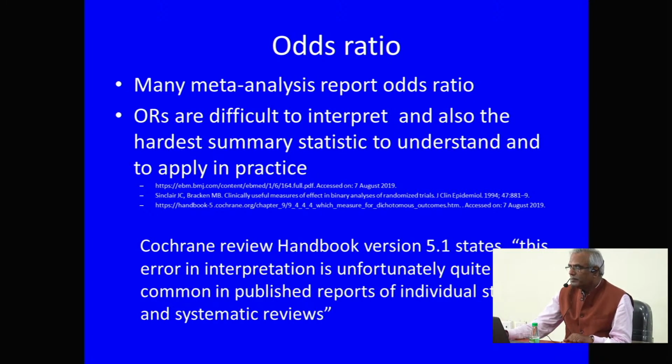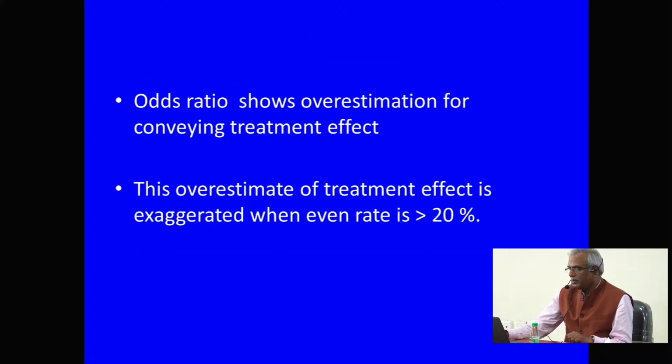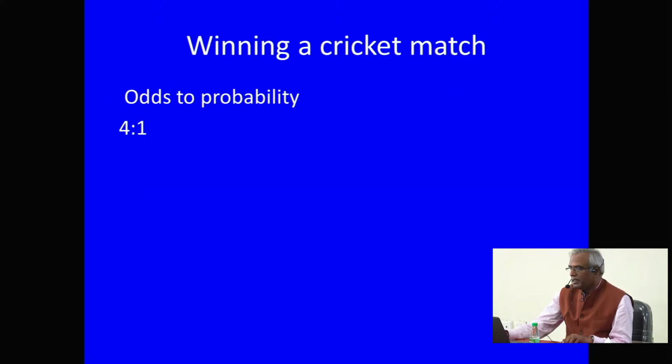So many meta-analyses report odds ratio, but odds ratio is difficult to interpret and difficult to understand and apply in practice. It also shows overestimation of treatment effect. And this overestimation of treatment effect is exaggerated if event rate is more than 20%, even in a randomized trial. So I think we have done this exercise.